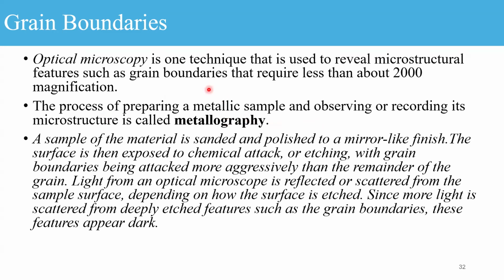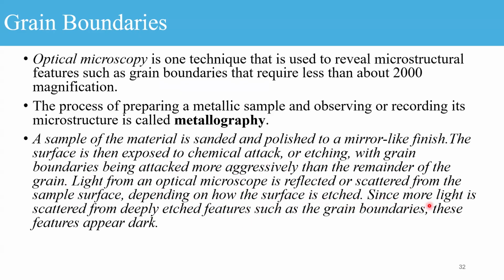In metallography, we have a sample of material that is sanded and then polished to a mirror-like finish, a clean finish, and then that surface is exposed to chemical attack, or etching. It's a method of chemically exposing the surface to the optical microscope, with the grain boundaries being attacked more aggressively than the remainder of the grain. So if you have a smooth surface, the grain boundaries are aggressively attacked with these chemicals, and then the light from the optical microscope is reflected or scattered from the sample surface, depending on how the surface is etched.